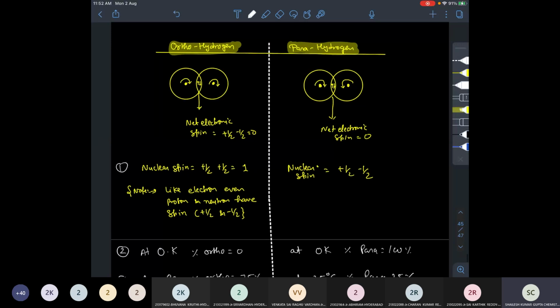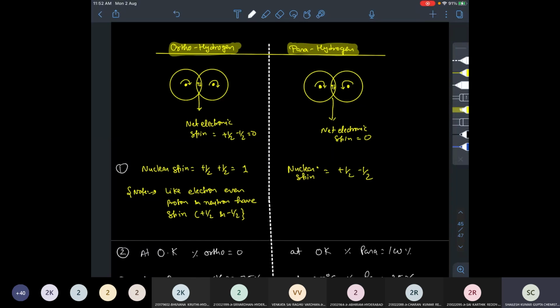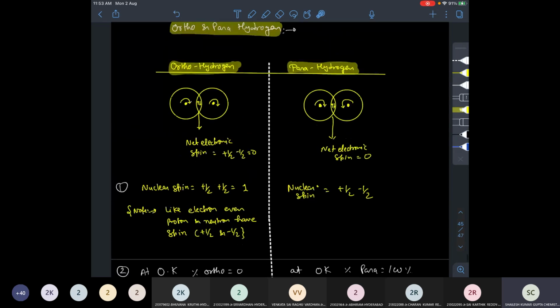So don't you think that the way we used to say paramagnetic means having an unpaired electron? Here the electron is paired, and the nucleus is also paired. So it is contrary to the traditional para term like paramagnetic. It is not like that. So para is having 0 for both nuclear spin and electronic spin. Whereas for ortho, the electronic spin in any case will be 0, the nuclear spin is non-zero, that is 1, plus half of one and plus half of the other.